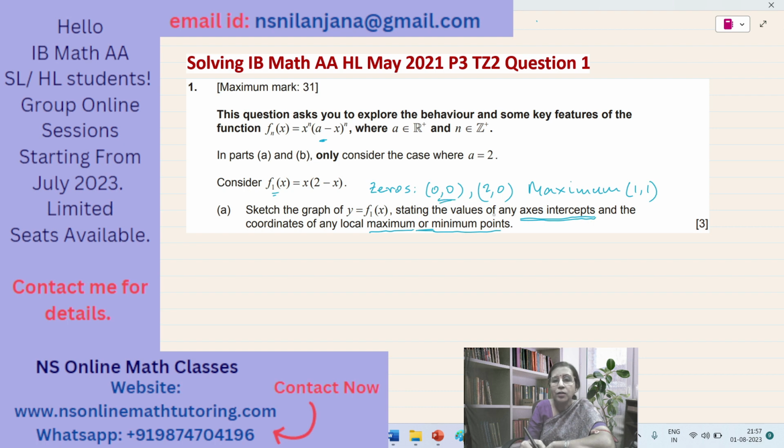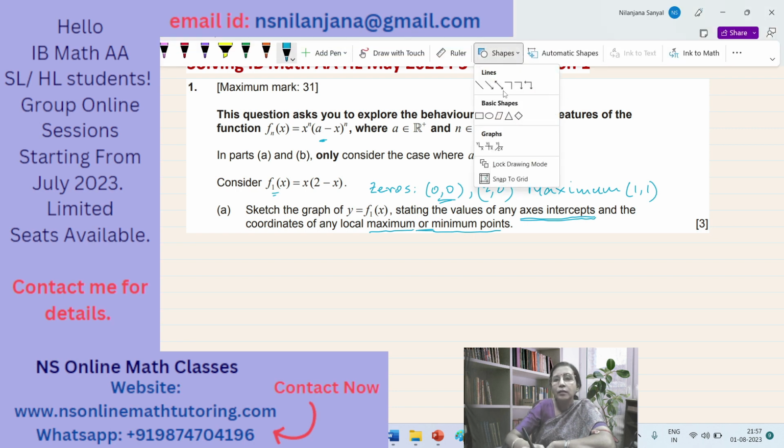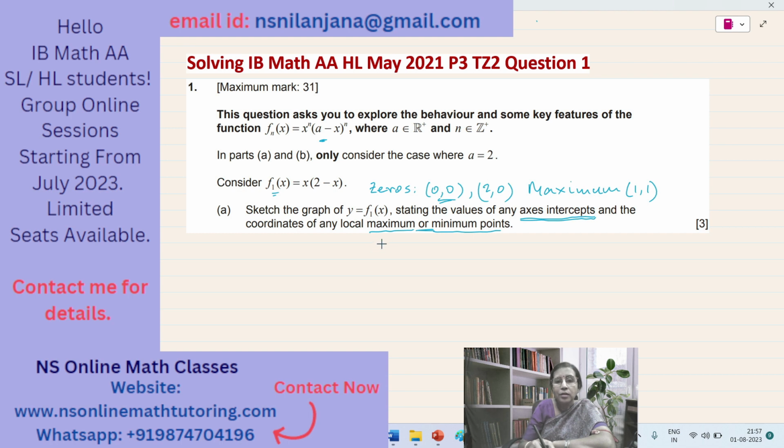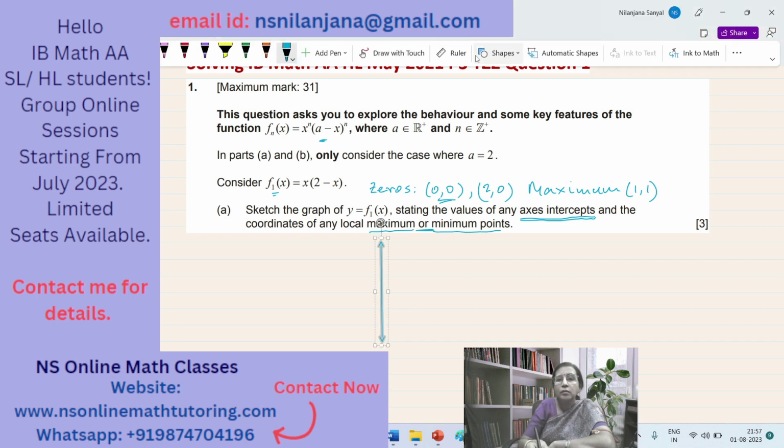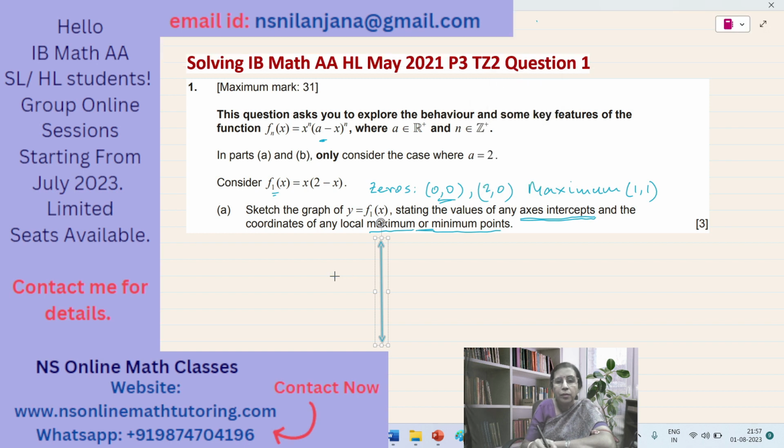Okay. So now that we know these points, the x-intercepts and the y-intercept, which is again (0, 0), and the maximum point, we are in a position to sketch the parabola. So it is like this.